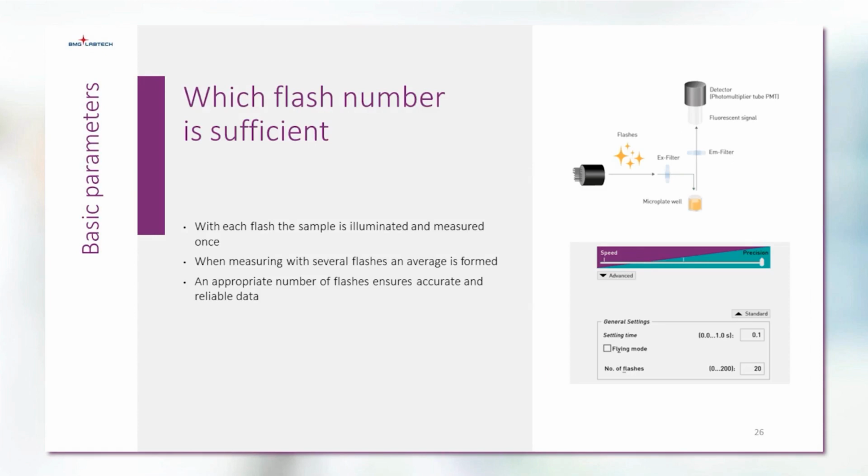Another parameter which can be taken into consideration when optimizing a measurement is the number of flashes. To give you a short explanation how they work, with each flash, the sample is illuminated and measured once. When using multiple flashes on a microplate reader, an average is formed from the separate measurements. This helps to reduce the effect of outliers, which can naturally occur in the measurement process. An appropriate number of flashes thus ensures accurate and reliable data.